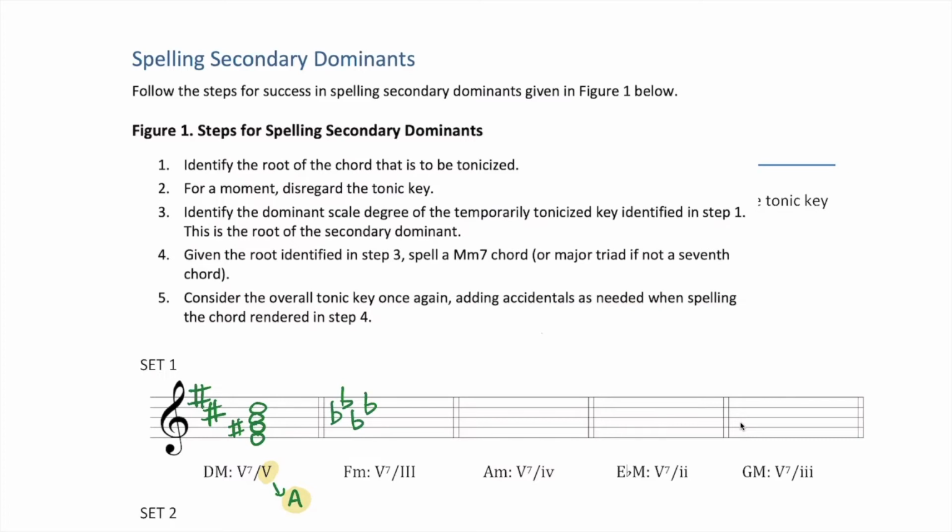First, identify the root of the chord that is to be tonicized. What chord are we tonicizing? The 3 chord. What is the root of the 3 chord? A flat. Why? Because A flat is scale degree 3 in the key of F minor. Now let's disregard the tonic key for a moment, and we're thinking in the key of A flat major.